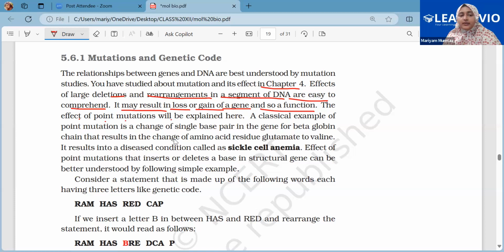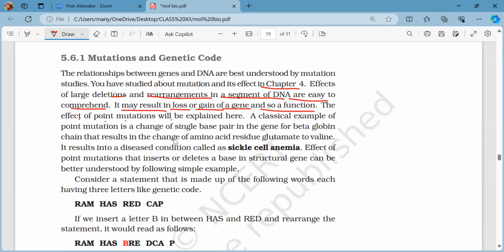A classical example of point mutation is a change of single base pair in the gene for beta globin chain that results in the change of amino acid residue glutamate to valine. This happens in the disease that is known as sickle cell anemia. Here, substitution happens. If you have studied the principle of inheritance, you would know about this disease, right?